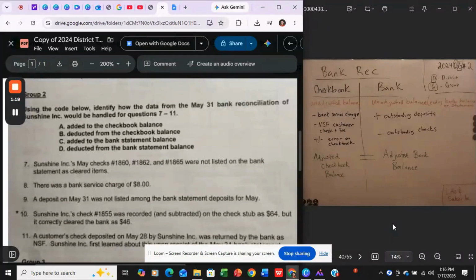Number 9, a deposit was not listed on the bank statement. So this is an outstanding deposit, so it affects the bank side. We always add outstanding deposits. So that would be C, add to the bank statement balance.